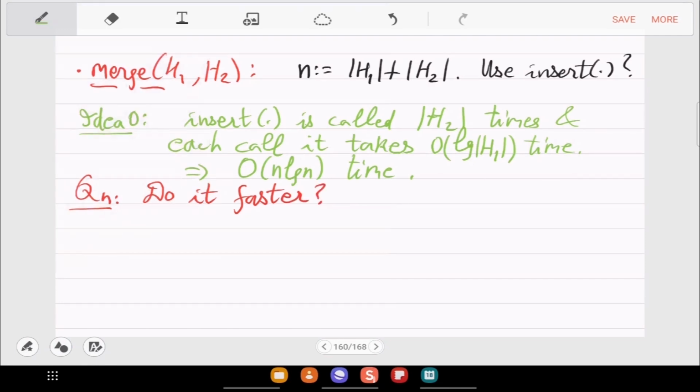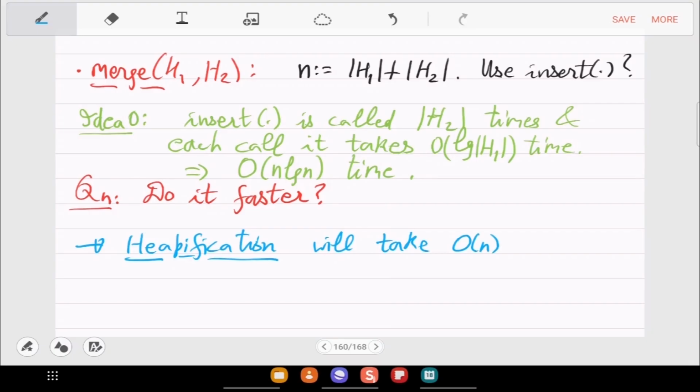So how do you do it faster? So heapification is a process which will do it in linear time. Okay, so what we will discuss is called heapification.